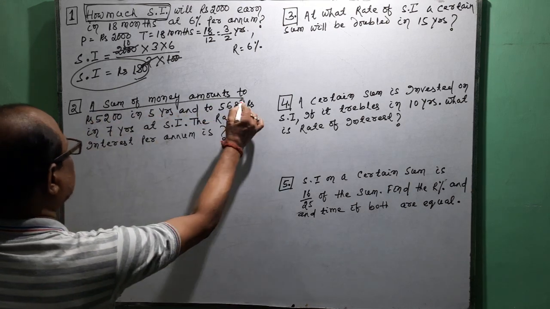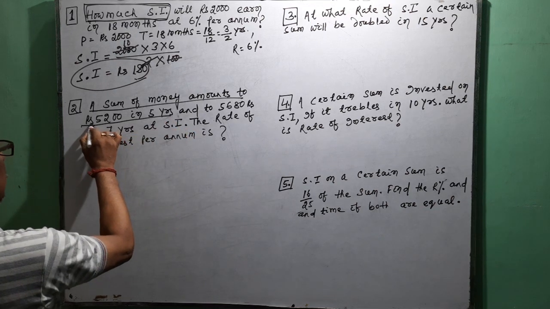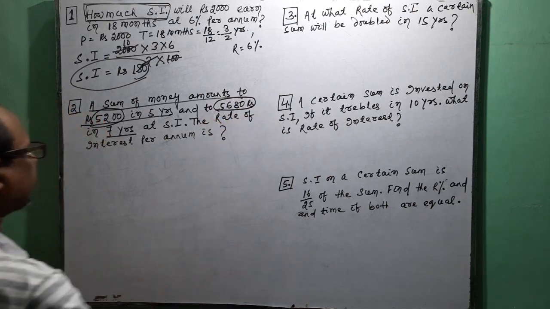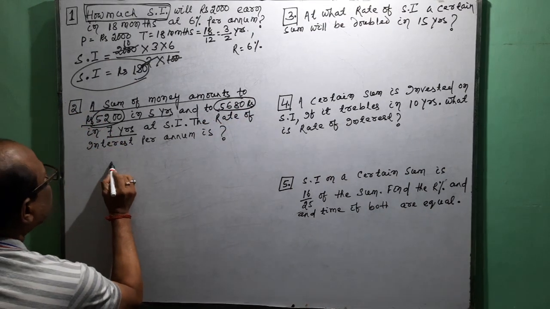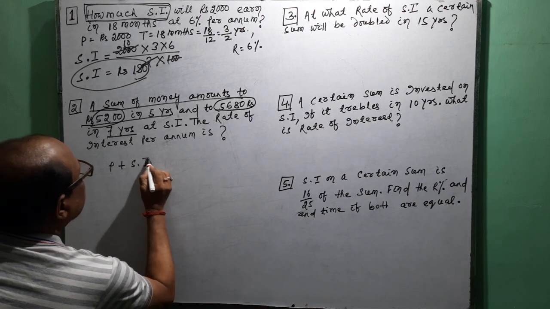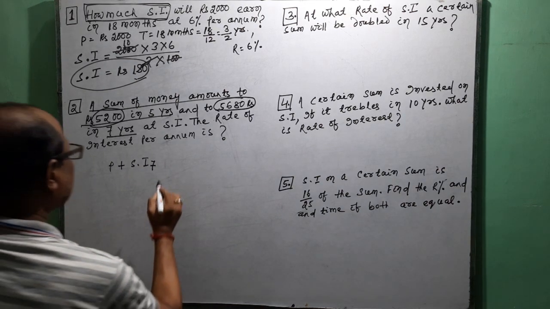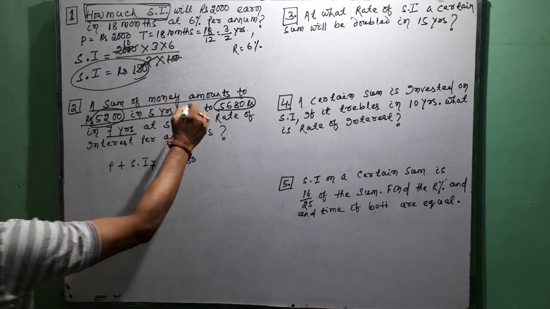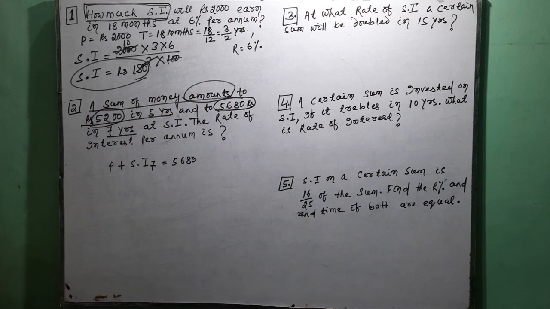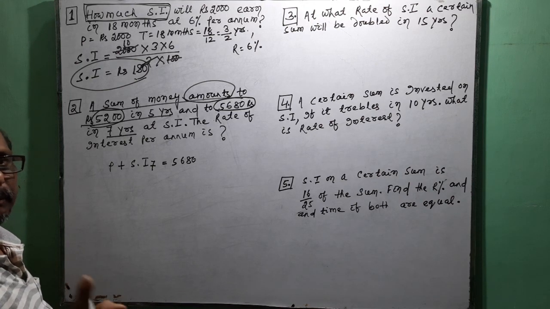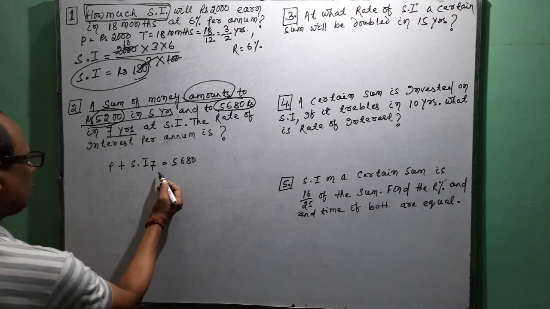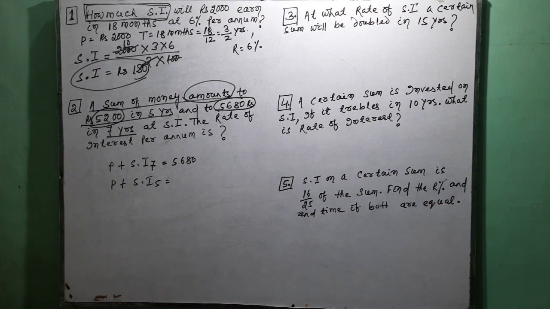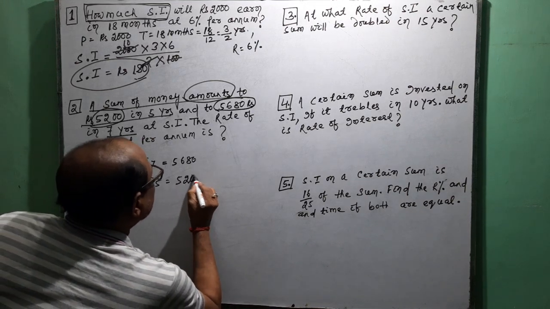That is a very important question. In 5 years, it is 5,200. In 7 years, it is 5,680. So, P plus SI for 7 years is equal to 5,680. Both are amounts. A sum of money amounts. So the amount formula is principal plus simple interest. Here, 7 years interest. The next is P plus SI for 5 years, which is equal to 5,200.